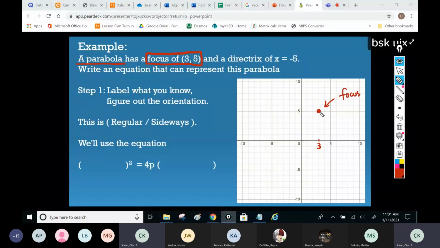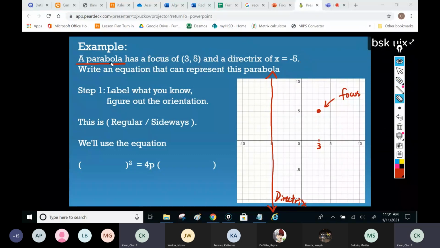All right, so you have the focus, and we need one more piece of information: a directrix of x equals -5. Let's find it. -5 is right here. x equals -5 looks like this. This is the directrix.